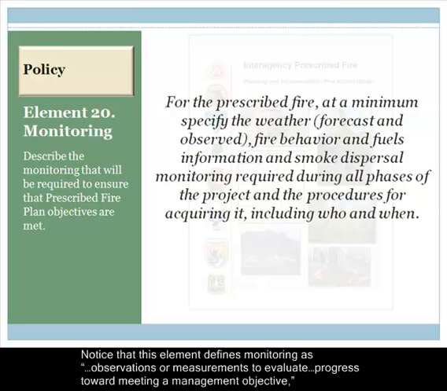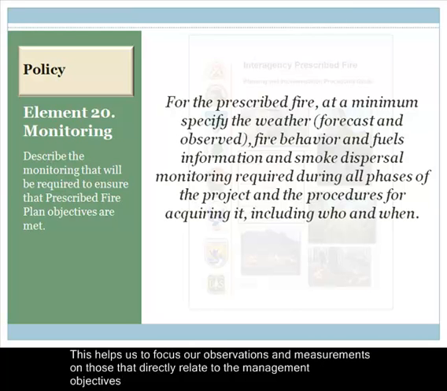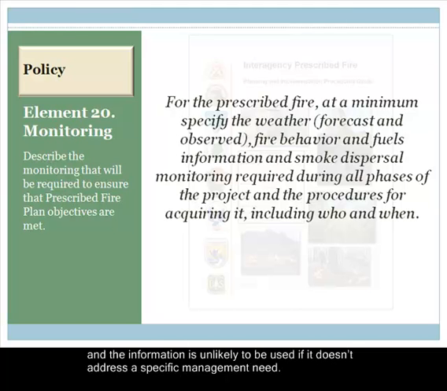Notice that this element defines monitoring as observations or measurements to evaluate progress toward meeting a management objective, and directs us to describe the monitoring that will be required to ensure that prescribed fire plan objectives are met. This helps us to focus our observations and measurements on those that directly relate to the management objectives, rather than measuring every attribute of the project area. Gathering more information than is required is expensive and time-consuming, and the information is unlikely to be used if it doesn't address a specific management need.